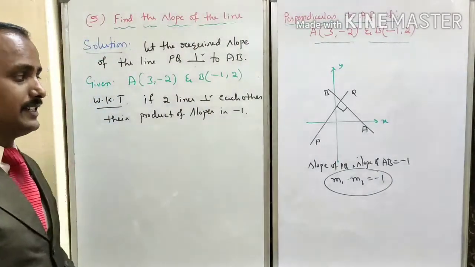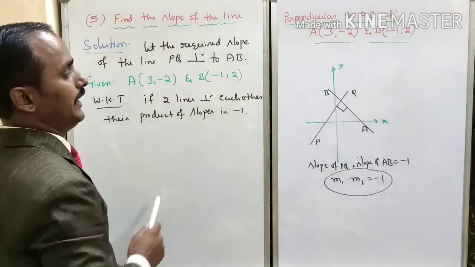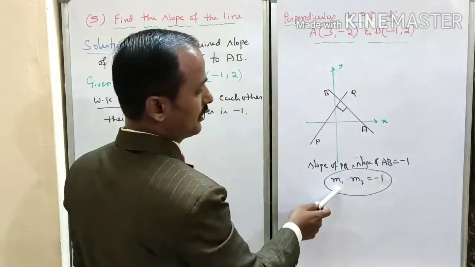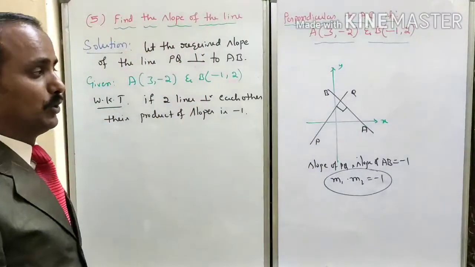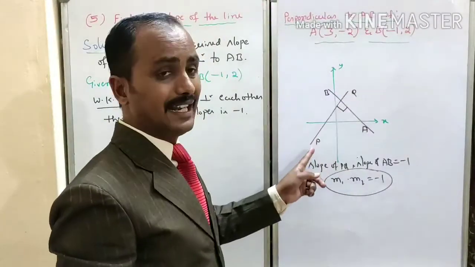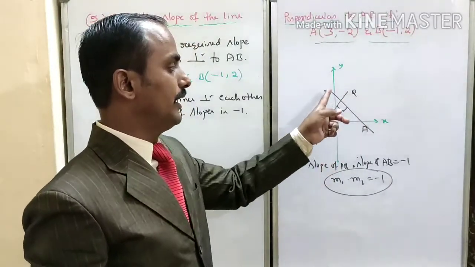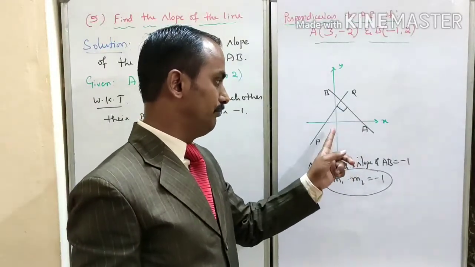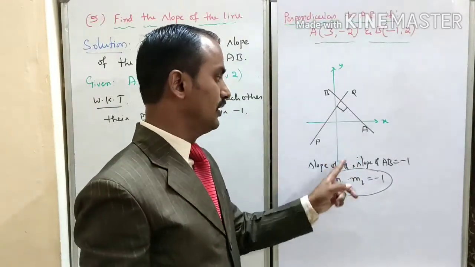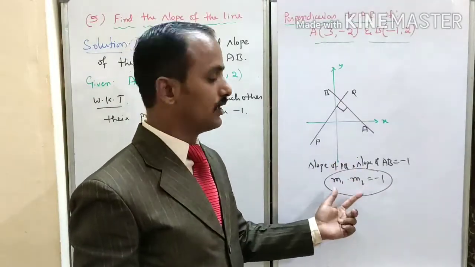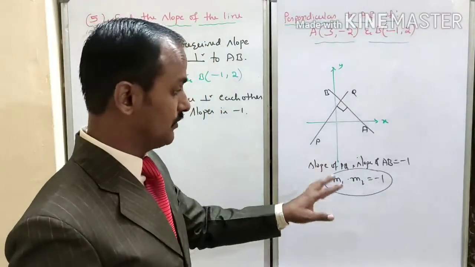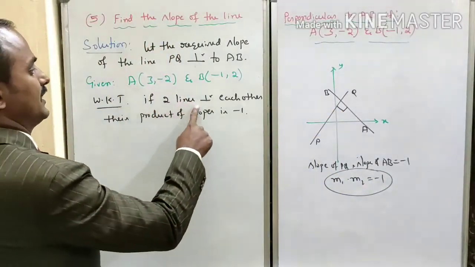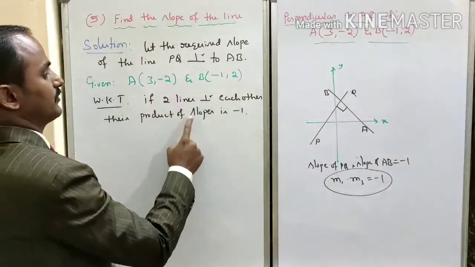By using this data, I am finding the slope of the perpendicular line. Understanding, dear children? I will find the slope of line AB. That line is perpendicular to PQ, so I will use this formula. You should write it down on the right side of the notebook, like a rough diagram. The required line PQ is perpendicular to line AB. The slope of PQ is M1, the slope of AB is M2. The product of slopes is equal to minus 1 when the two lines are perpendicular to each other.